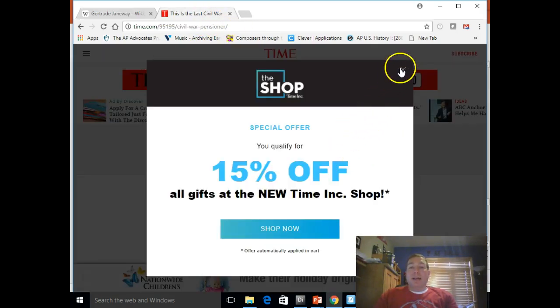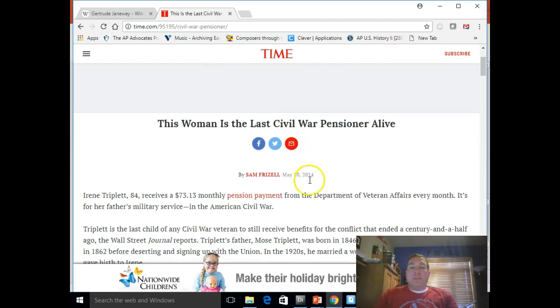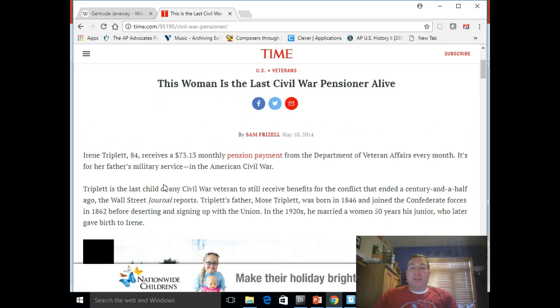Our last Civil War child just passed away recently as well, in 2014. Her dad fought in the Civil War, and so as a result, she was able to collect a pension because of the fact that her dad passed away without a surviving wife, and so she was able to collect $73.13 per month all the way up until very recently.